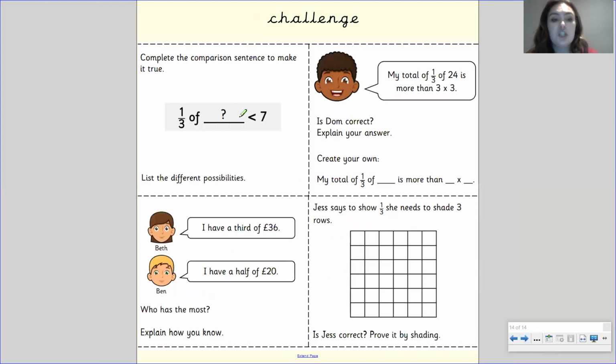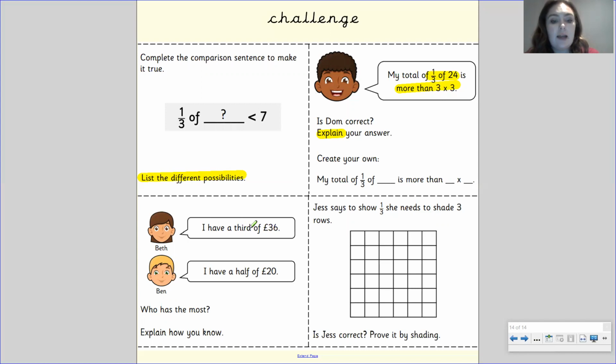And finally, the challenge. So complete the comparison sentence to make it true. A third of something is less than 7, and you need to list all the different possibilities that you can think of. The next one says, my total of a third of 24 is more than 3 times 3. Is Dom correct? Explain your answer. And then you can create your own.